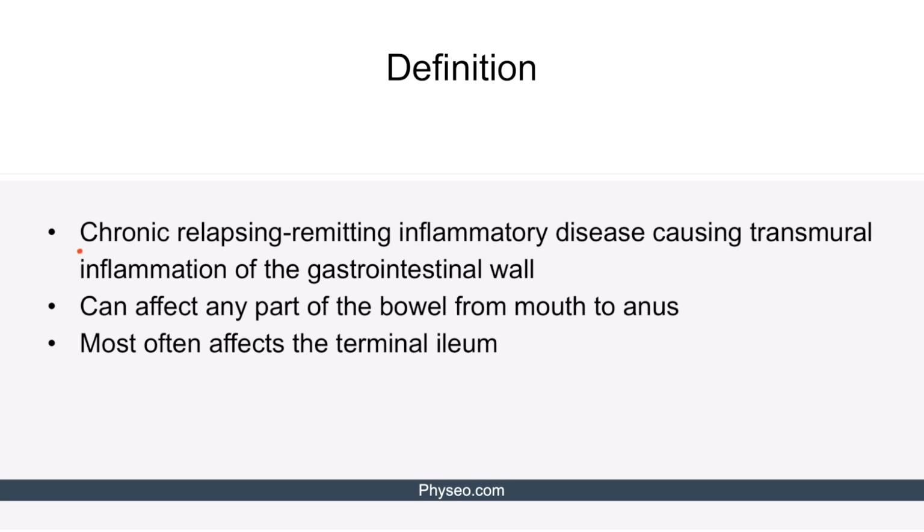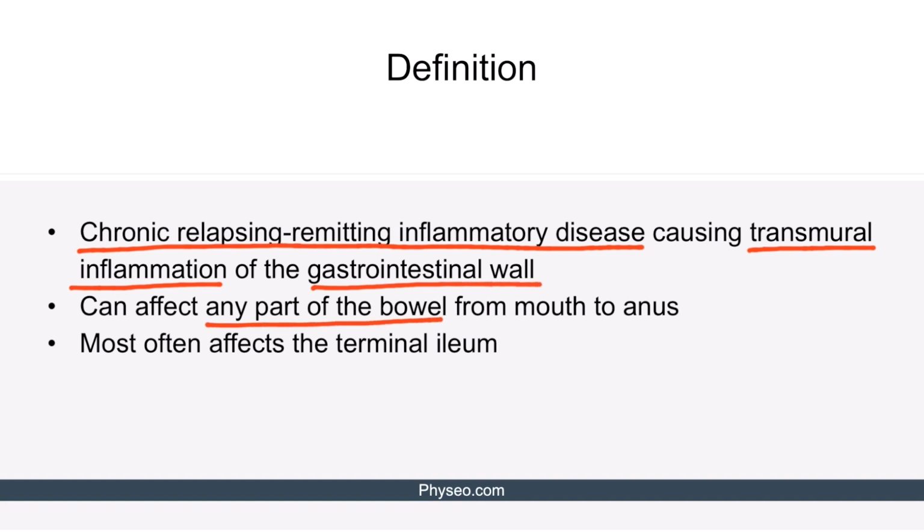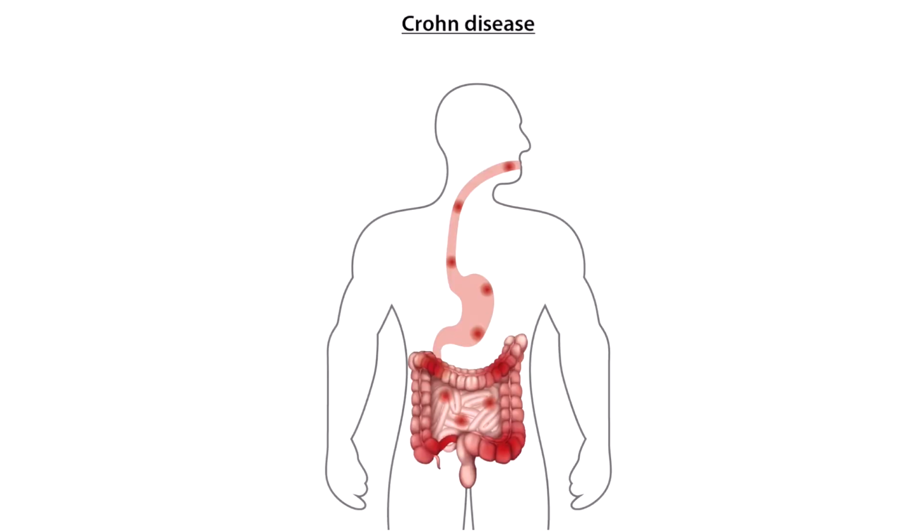Crohn's disease is a chronic, relapsing, remitting inflammatory disease causing transmural inflammation of the gastrointestinal wall. Importantly, it can affect any part of the bowel wall, from mouth to anus, but most often it affects the terminal ileum. This cartoon depicts the area of gastrointestinal tract that can be affected by Crohn's disease. Note that any part of the bowel can be affected from mouth to anus. Also notice that there are spaces of unaffected bowel in between.